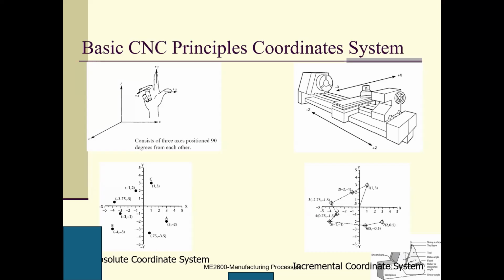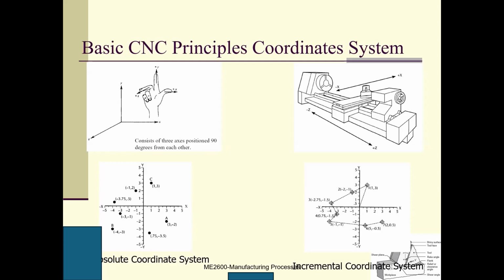And I might ask you guys, how many coordinate systems do we have? First one, absolute coordinate system. For this one, we use the origin as a reference for all these nodes, for all these positions. So the incremental coordinate system is the system in which we use our previous position as a reference to denote our current position.